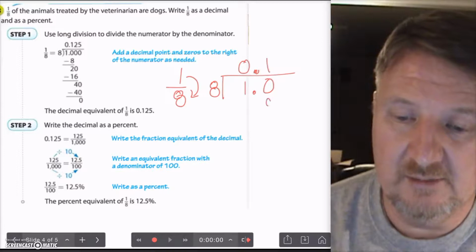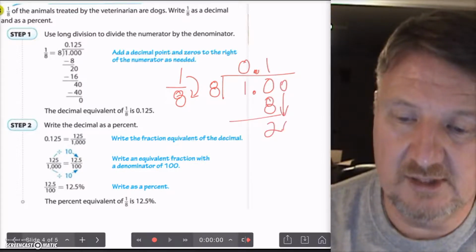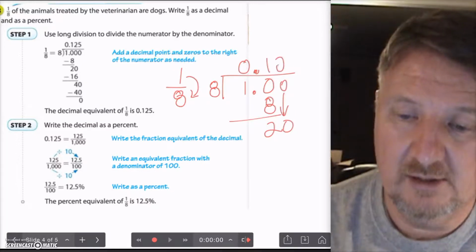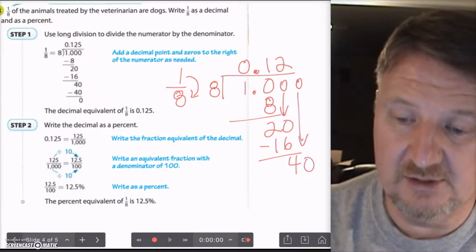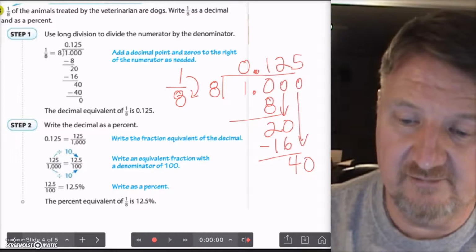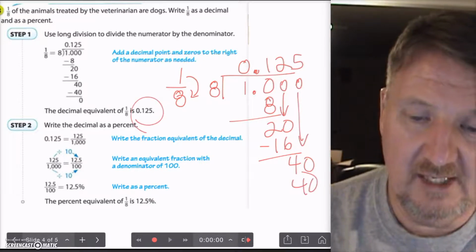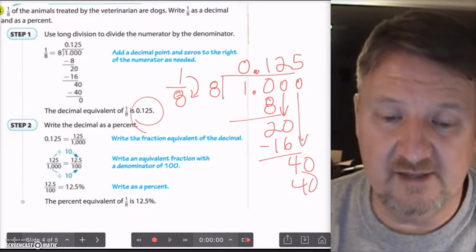Okay, 8 times 1 is 8. I subtract, I get 2. Add a 0, bring it down, 8 will go into 20 2 times. That's 16. I subtract, I get a 4. Bring that 0, I added a 0, brought it down. 8 will go into 40 5 times. Okay? And that's what we wind up with, 0.125.